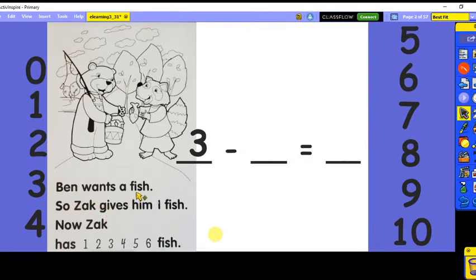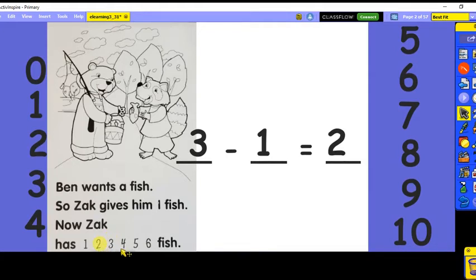Ben wants a fish. So Zach gives him 1 fish. Now, he started with 3 because he already gave 1 away. He started with 3 and he gives 1 to Ben. So how many does he have left in his bucket? Let's count and see. 1, 2. So 3 minus 1 equals 2. So let's go back to our sentence. Now Zach has 2 fish.